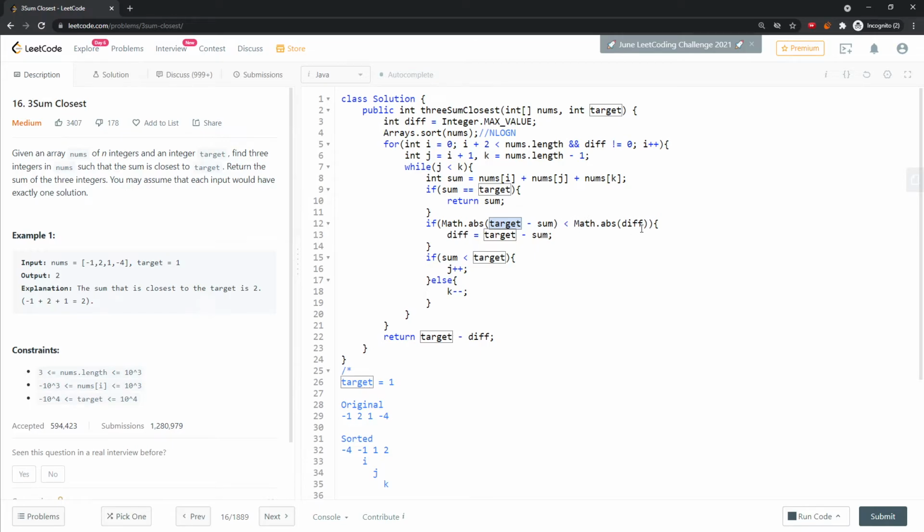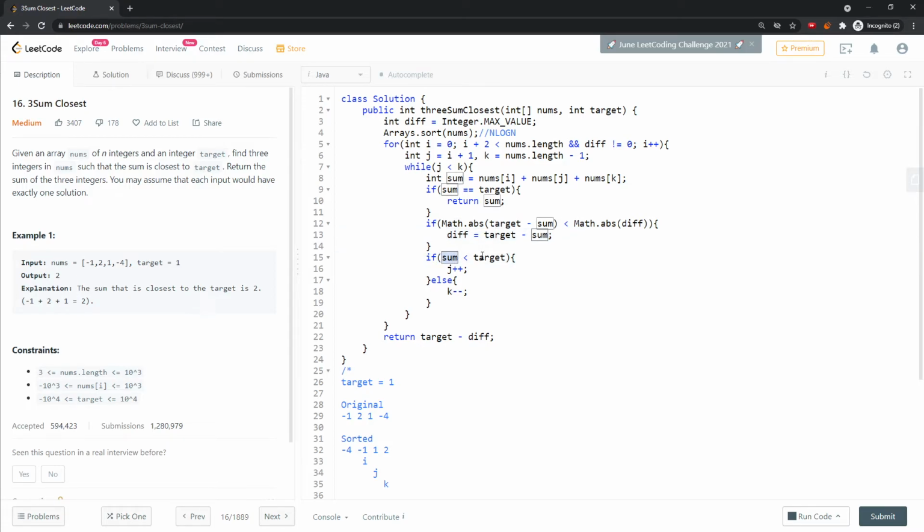And I also need to keep my difference value. I don't care if it's a negative value or positive value, so I need to compare it and make sure it's the absolute value. That's a key point. The difference will become the target minus the sum. That will give you a positive number or a negative number, right, based on the outcome.